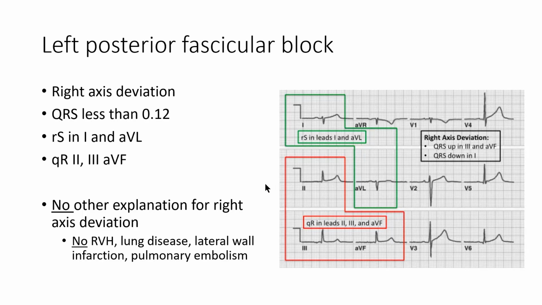In addition to these features, we need to make sure that there is no other explanation for the right axis deviation. That is to say, no right ventricular hypertrophy, lung disease, lateral wall infarction, or pulmonary embolism. If we see right axis deviation, we want to sniff out those potential causes. And then if we have right axis deviation and these characteristics, we can identify a left posterior fascicular block.